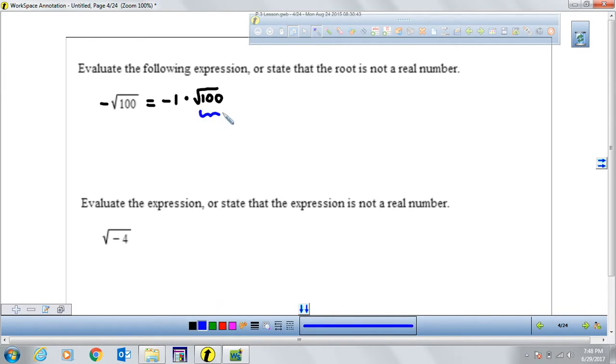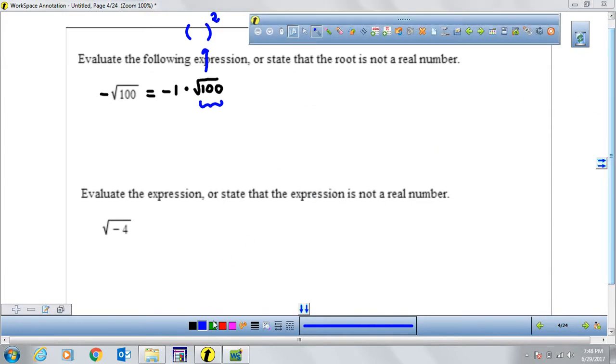And what does the square root of 100 mean? It means that we're looking for a number that when we square it, now that is one thing that I need to mention here. You see that this radical does not have an index. That by definition means that the index is 2 if it doesn't have one. Okay, so that's why I say the second power. So we're looking for a number that when raised to the second power equals 100. And that number is going to be 10. So that's the square root of 100, 10. Then if I multiply times that -1, the answer is going to be -10.